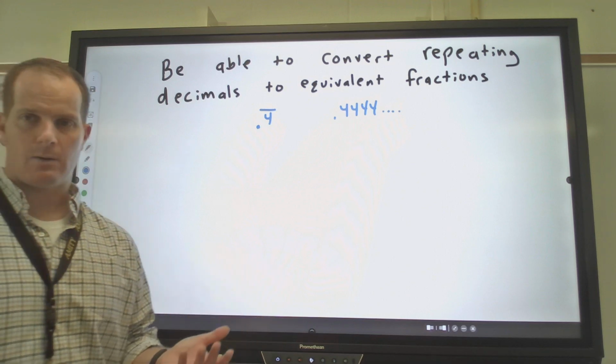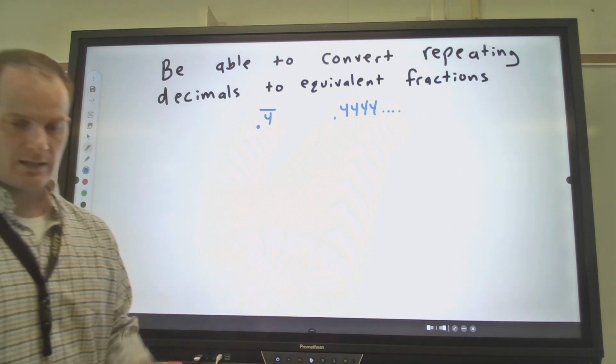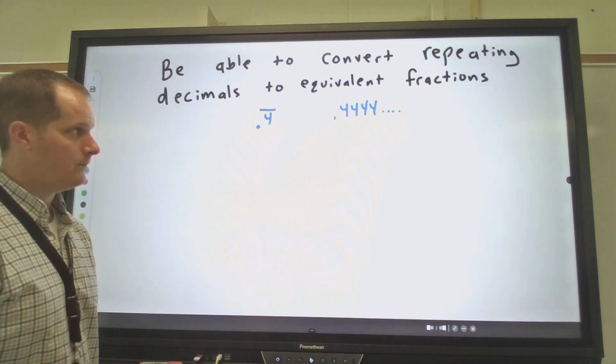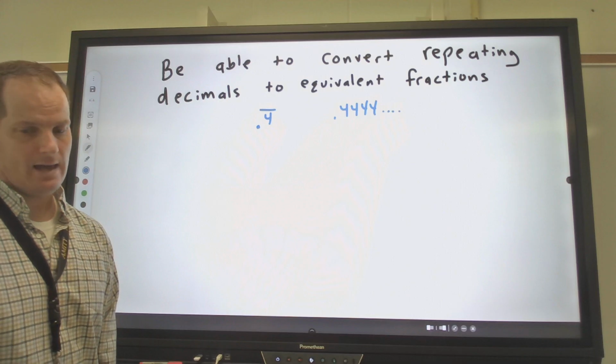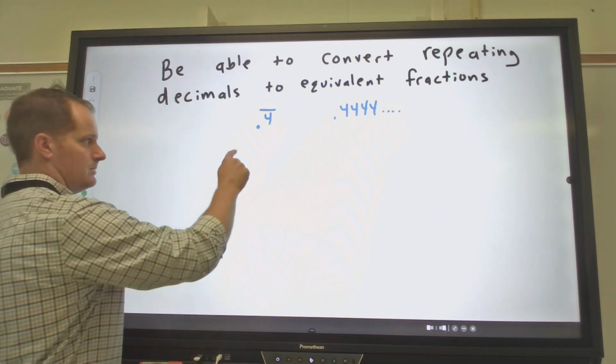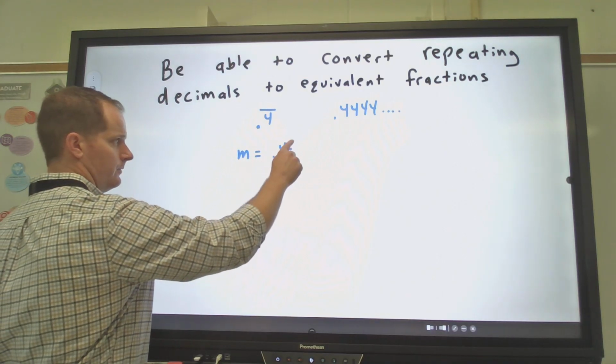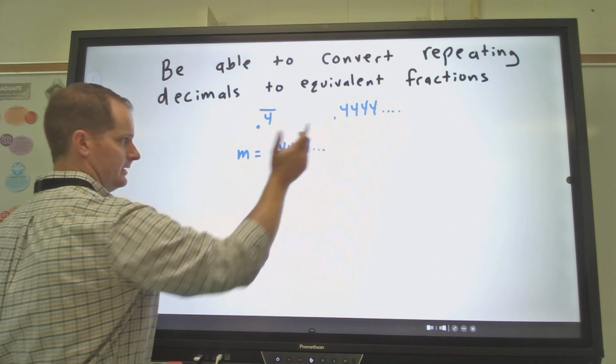Now, there are a few steps that we go over in class, and hopefully it'll help you as you go through. The first thing is we want to assign this 0.4 repeating a letter. Any letter you want, a variable is fine. Let's just say we use m. So m is going to represent this 0.44444 repeating infinitely.